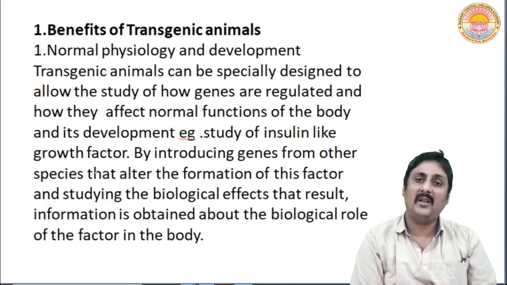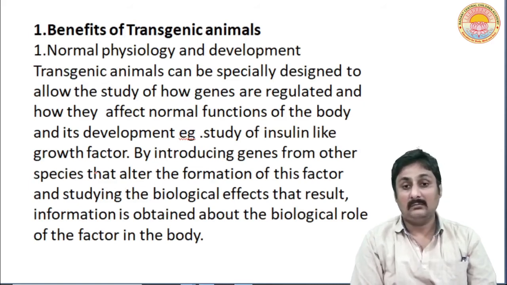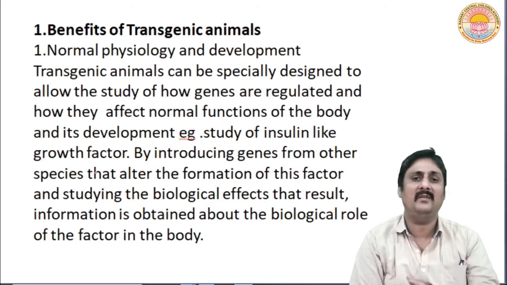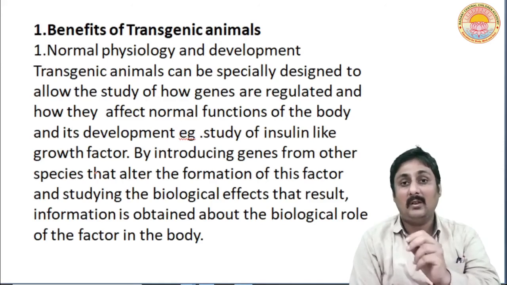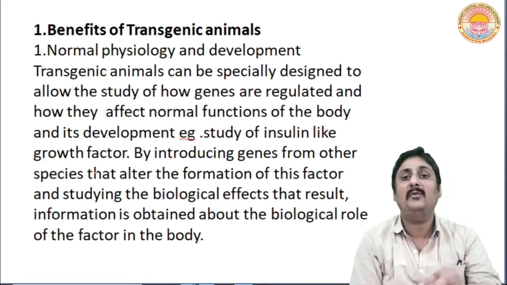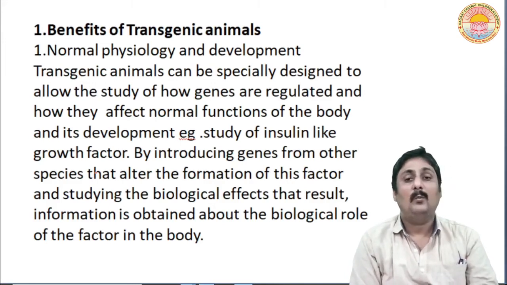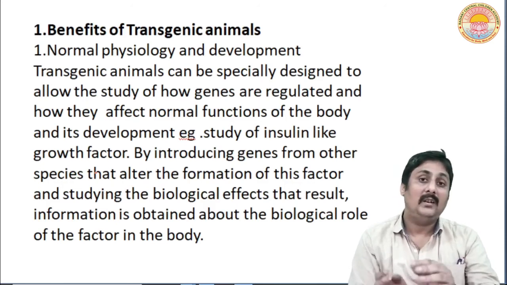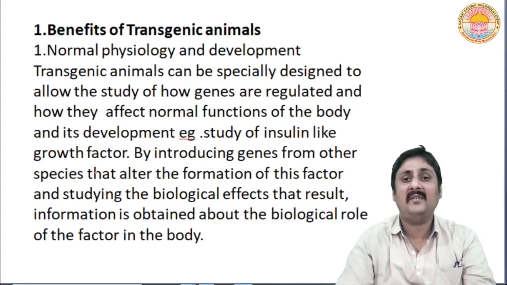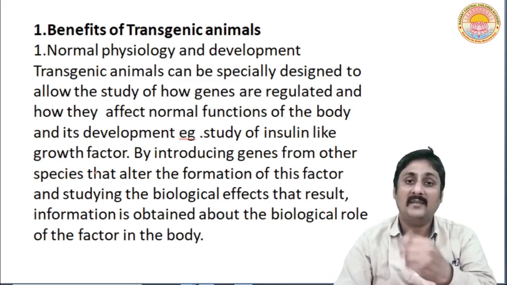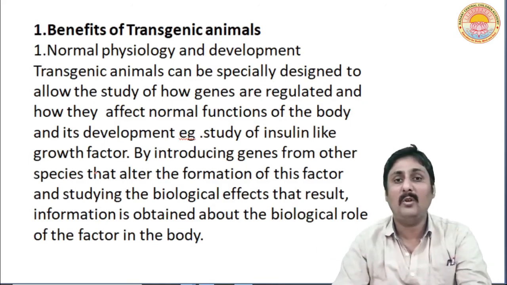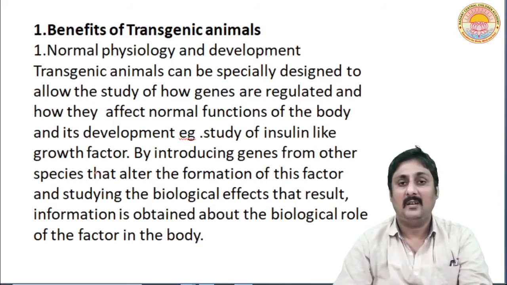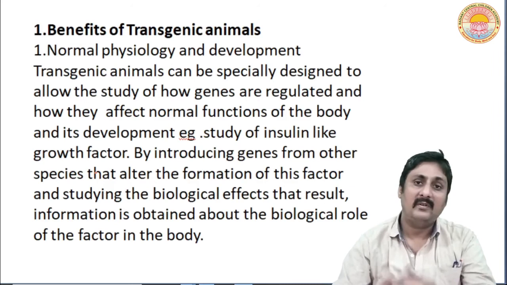The first is to study normal physiology and development. Now you know that there are genes in our body which have different functions. There are so many genes, each having a set of roles. There are times when many genes combine together to produce a single effect, or times when a particular thing is controlled by only a single gene. In most cases, a group of genes combine together to produce physiological effects. How do they support each other in order to bring a desirable change? That can be studied with the help of transgenic animals.